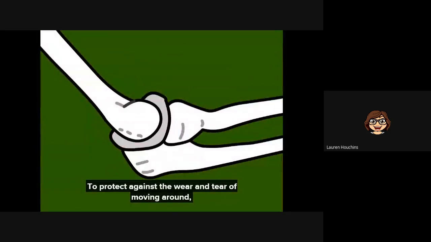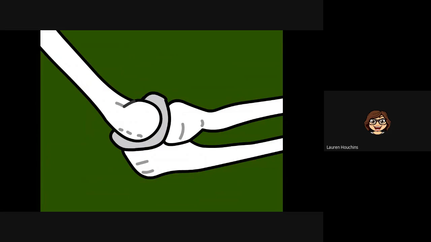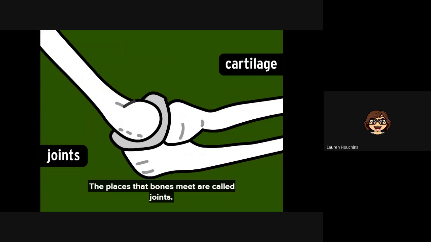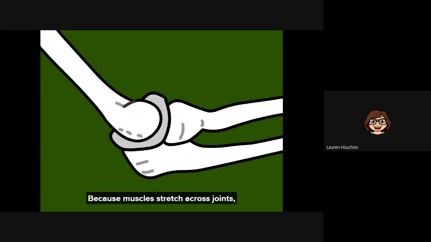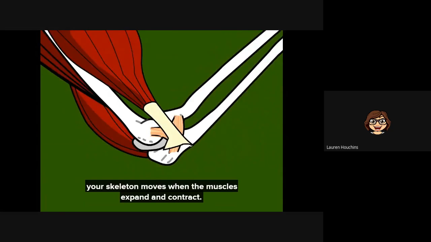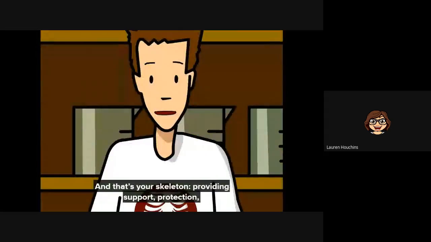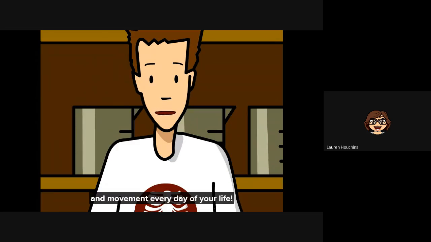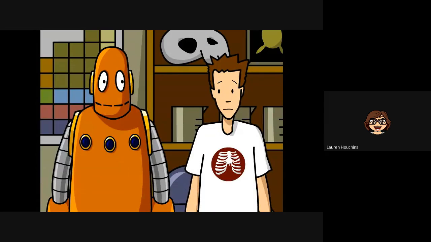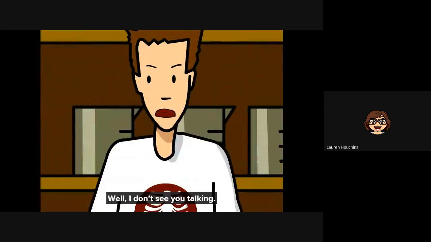To protect against the wear and tear of moving around, the ends of the bones are padded with a rubbery substance called cartilage. The places that bones meet are called joints. Because muscles stretch across joints, your skeleton moves when the muscles expand and contract. And that's your skeleton, providing support, protection, and movement every day of your life. What do you mean that's a cheesy ending? Well, I don't see you talking.